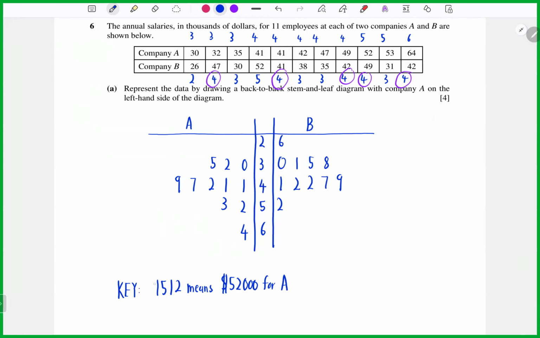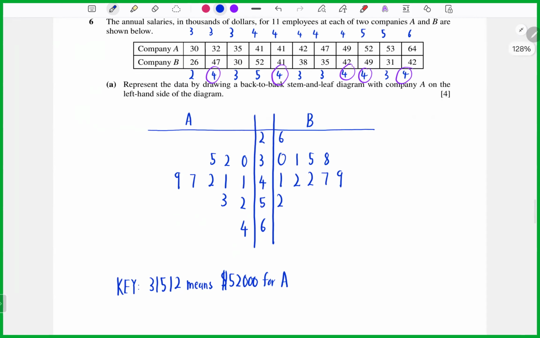Never mind, I just take 3. It's more than easy. It is 53 thousand dollars for A, and 52 thousand dollars for B. Okay, so I hope you can understand.